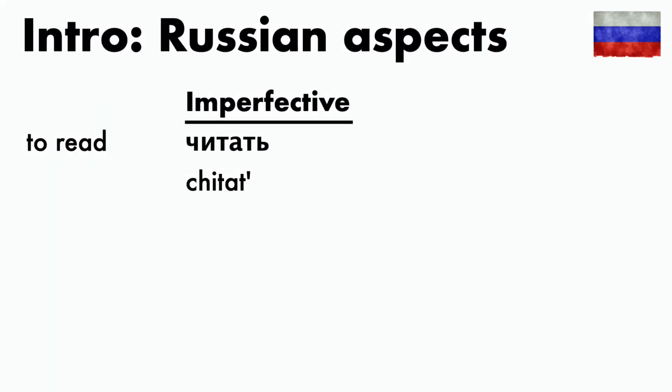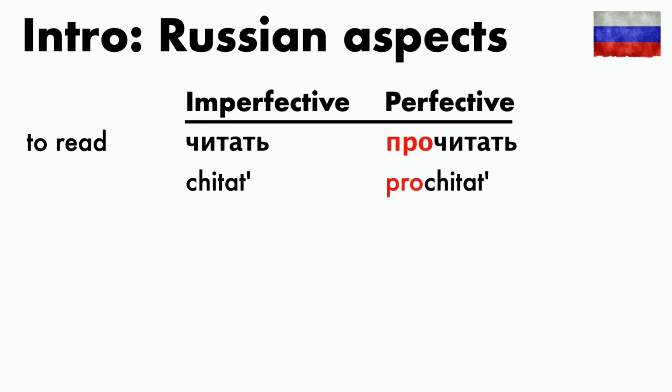Let's have a look at the following example. The verb read in Russian is читать, as you might already know. This is the imperfective aspect of the verb. Additionally, it has a perfective aspect, which in this case is прочитать. Basically, for every English verb, there is a pair of verbs in Russian. You should always learn those together.